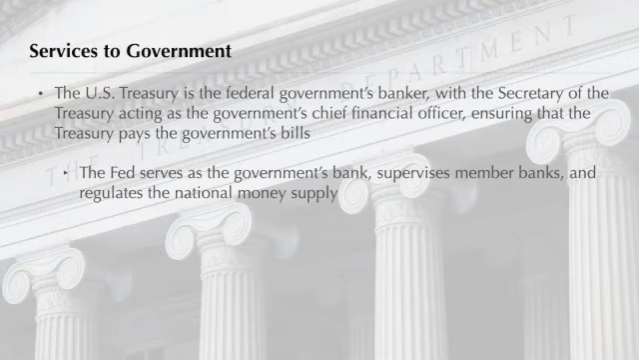How does the Fed work with the Treasury? The Fed's role in managing the government's financial activities consists of providing the following services: serving as the government's bank, supervising the Fed's member banks, and regulating the national money supply.